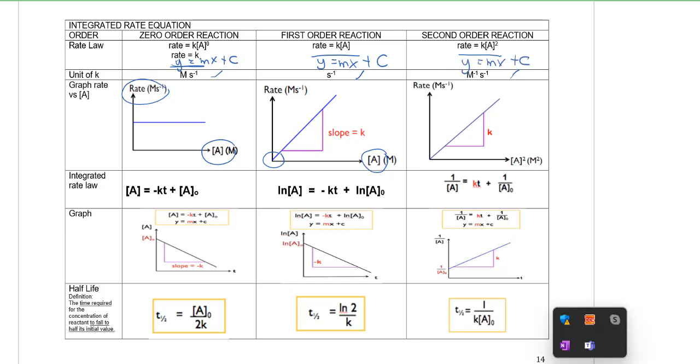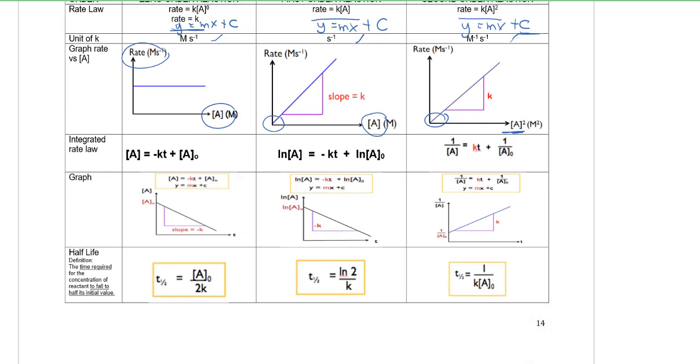So the graph is rate over concentration of A squared. Similar to this one, it starts from the origin because there is no expression of c. So the slope is k. Okay, so this is the graph of rate versus concentration.